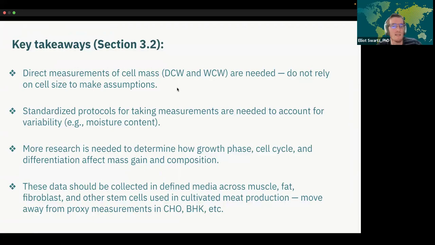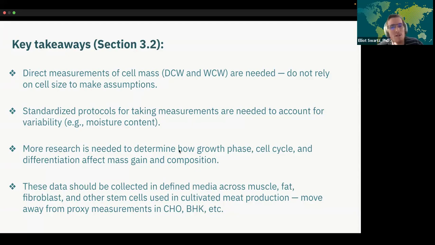So some of the takeaways from this subsection of the report, as I mentioned, we really need more direct measurements, not only of wet cell weight, but especially dry cell weight, so that we can stop relying on cell size to make assumptions. We also need standardized protocols for actually taking these measurements. The way that you measure a wet cell weight might vary between labs, and so having standardized methods is going to be important, so we're speaking the same language.